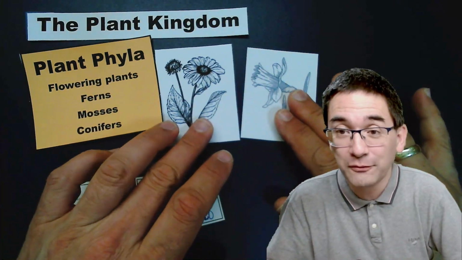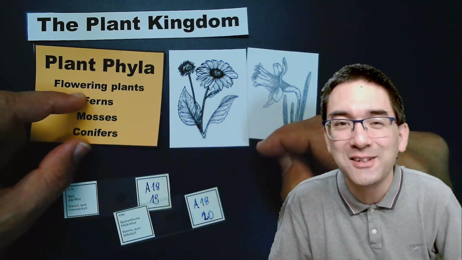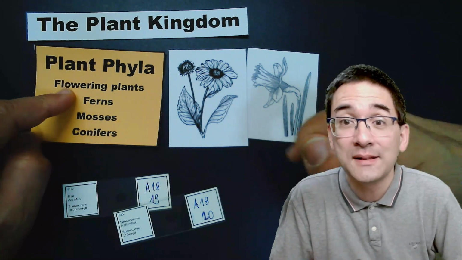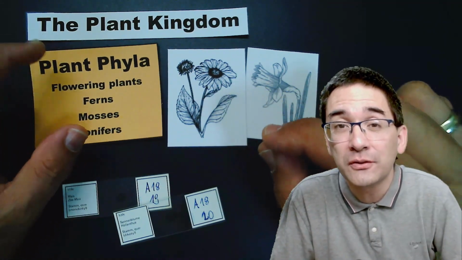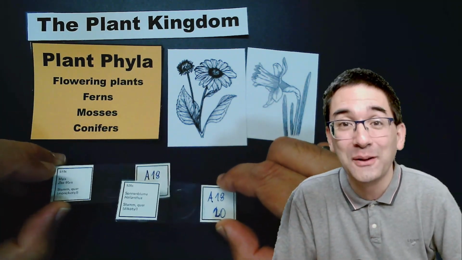And I already have 2 pictures here that belong to the flowering plants, of course. That's easy to recognize because they have a large flower. But not all flowering plants have visible flowers. Sometimes the flowers are very small and you cannot see them. And I'm also going to show you something under the microscope again.